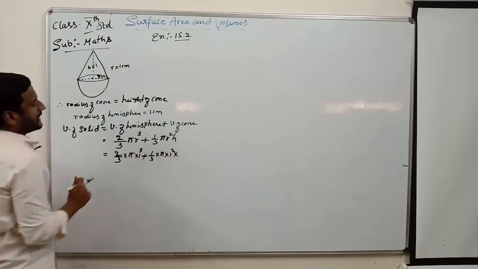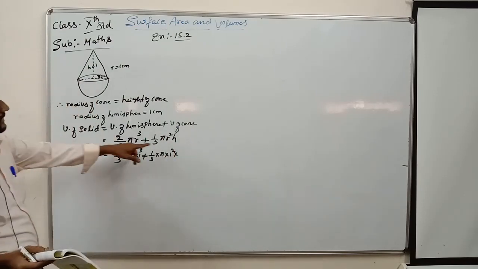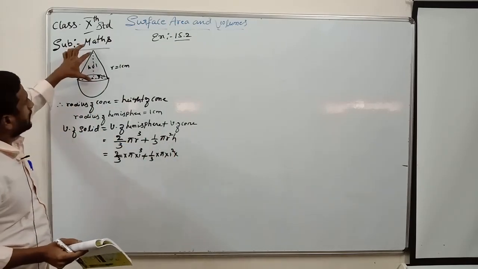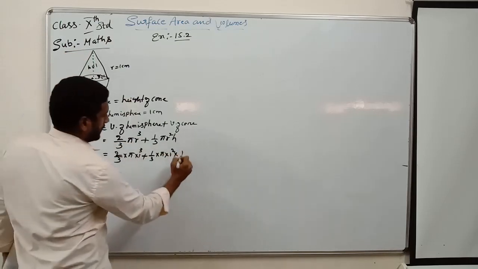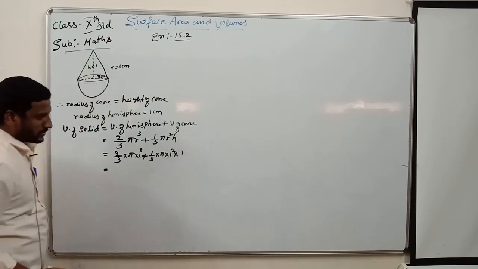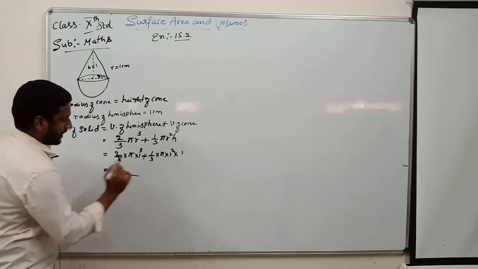So which height is height here? This is the volume of the cone, no? So the height of the cone is also 1 here. So here substitute the values, and you are going to get the final answer.